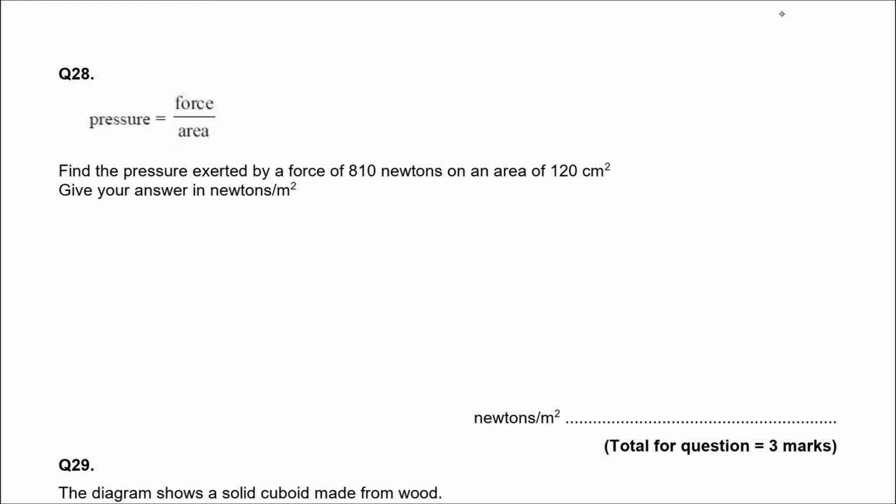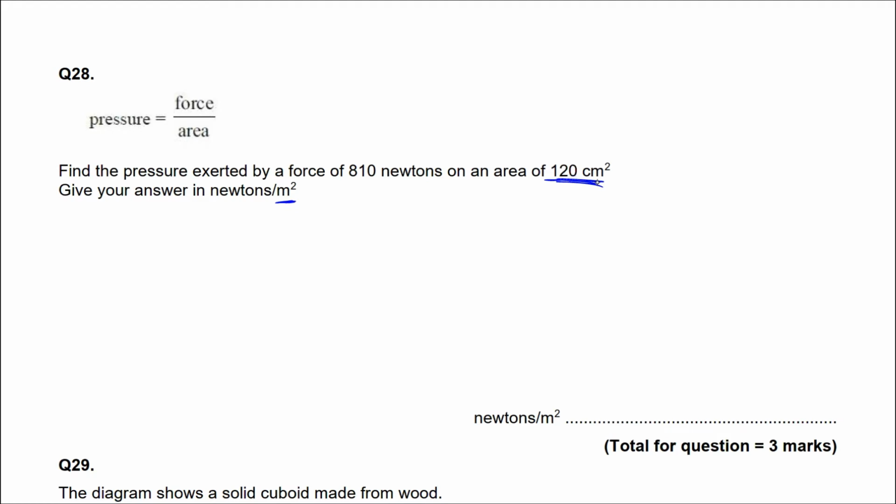In this question, it's given that pressure is equal to force over area, and you're required to find the pressure exerted by a force of 110 newtons on an area of 120 centimeters squared. Now they want the answer given in newtons per meter squared. If you look at those two units, they're not the same.